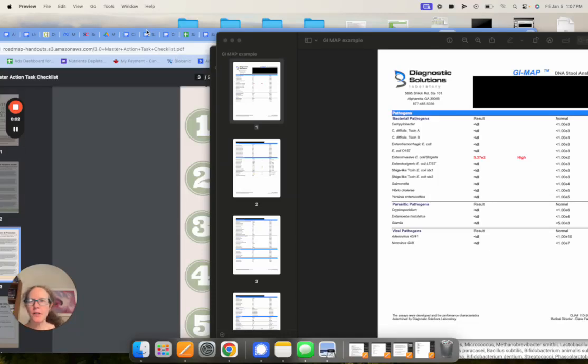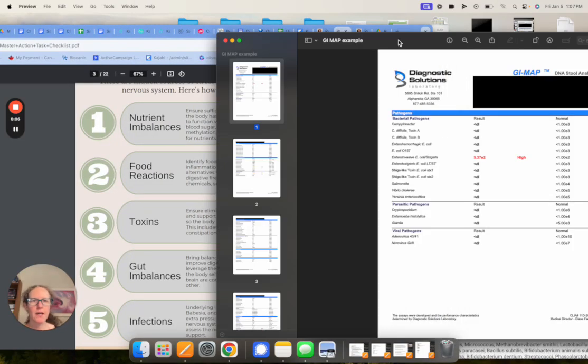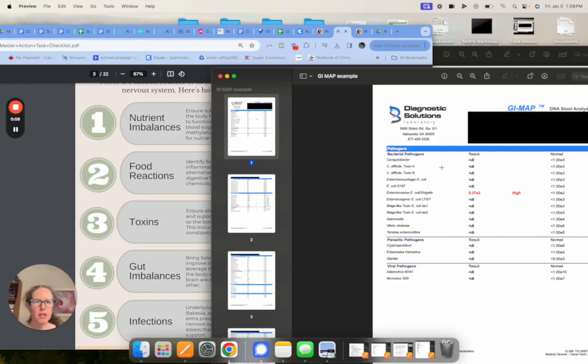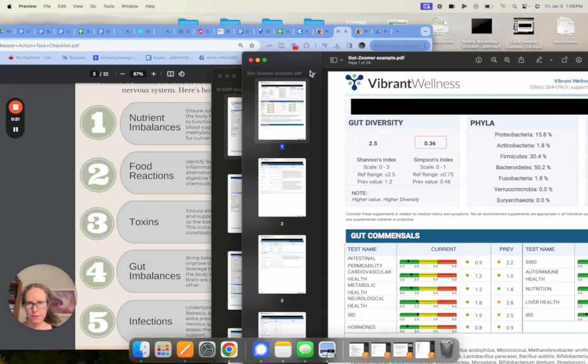All right, so we're going to go over the stool tests. Now, there are two stool tests that I typically will run depending on the situation. We have the GI map test and then we have the gut zoomer test. And I'm going to go over both of them in the same video because they're very similar, but they use a little bit of a different technology, and so they excel at different things.